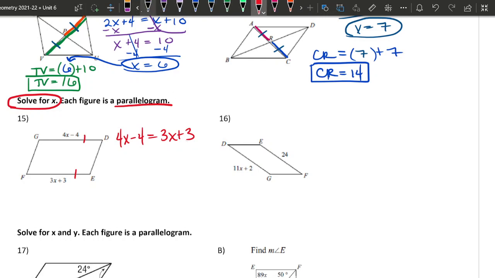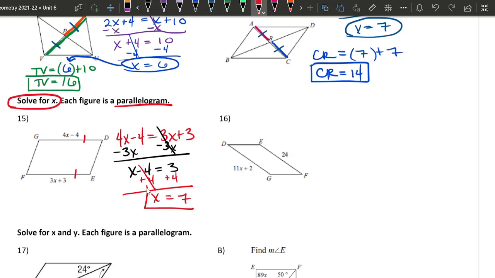And then just solve. Need my x's together, so I'm going to subtract 3x. So x minus 4 equals 3. And then I add 4. So x equals 7. But this time I'm finished because this problem just said to find x. I didn't have to solve for a side. But if it asked me for a side, it wouldn't matter which one I plug it into because they should both come out to be the same value.